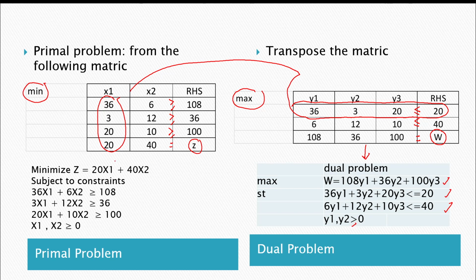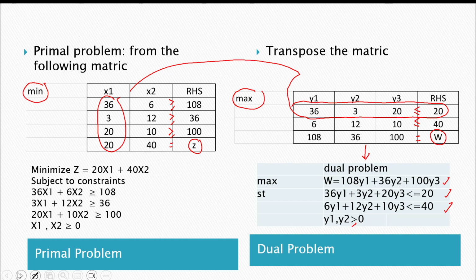So initially we cannot directly minimize z equal to 20x1 plus 40x2 using simplex. After using the concept of duality, it will become a standard maximization problem, which we can easily solve using the simplex method, as you've seen in last week's lectures. So now from here we are going to solve the dual problem.